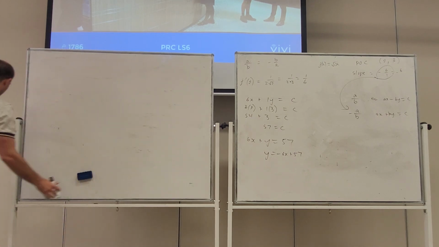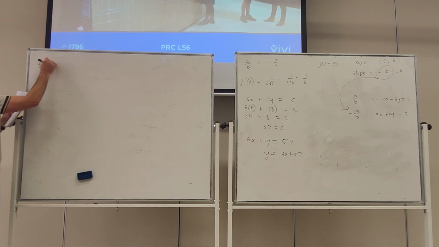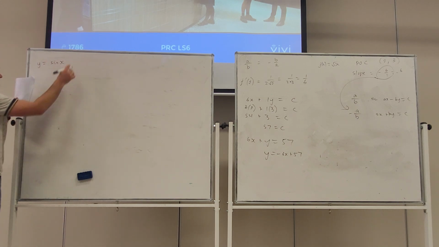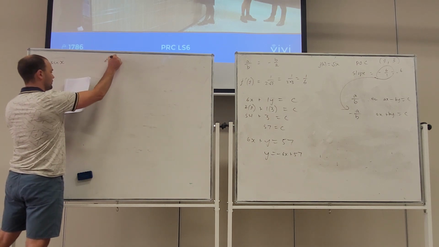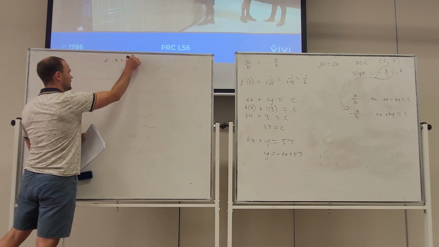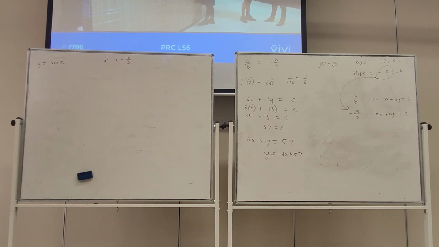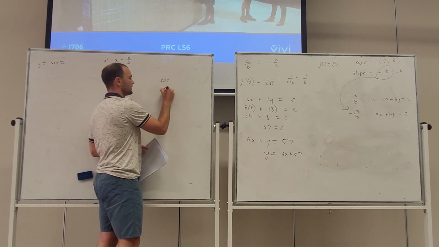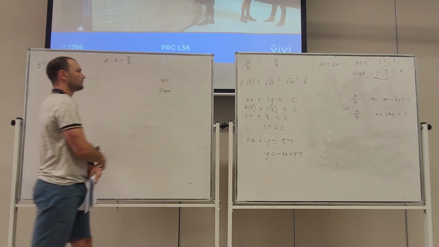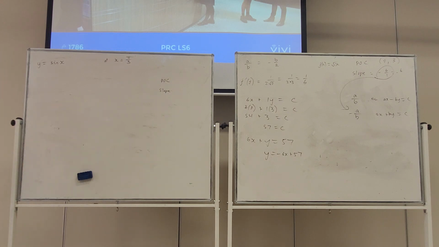In our example here, we've got, consider y equals sine x. And we want to find the equation of a normal at x is pi on 3. Okay, so we're doing a normal again, and we want to find the equation of the normal at x is pi on 3. So we still need both things, point of contact and slope.